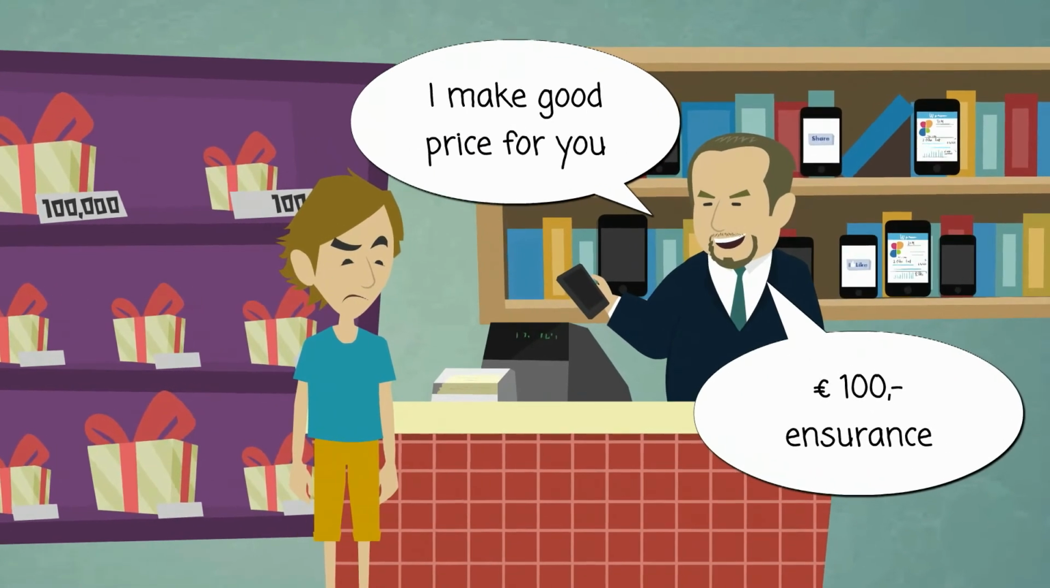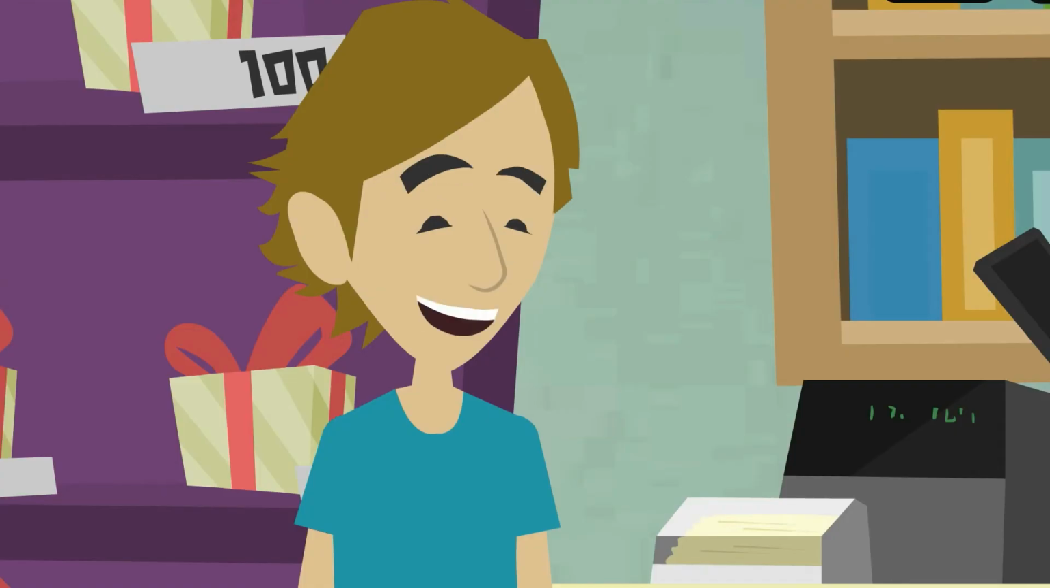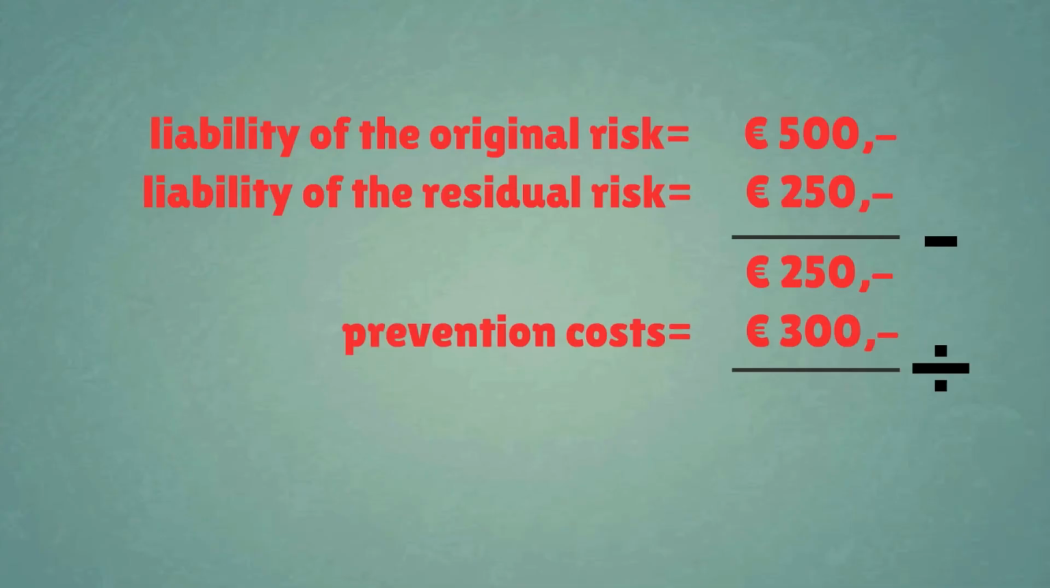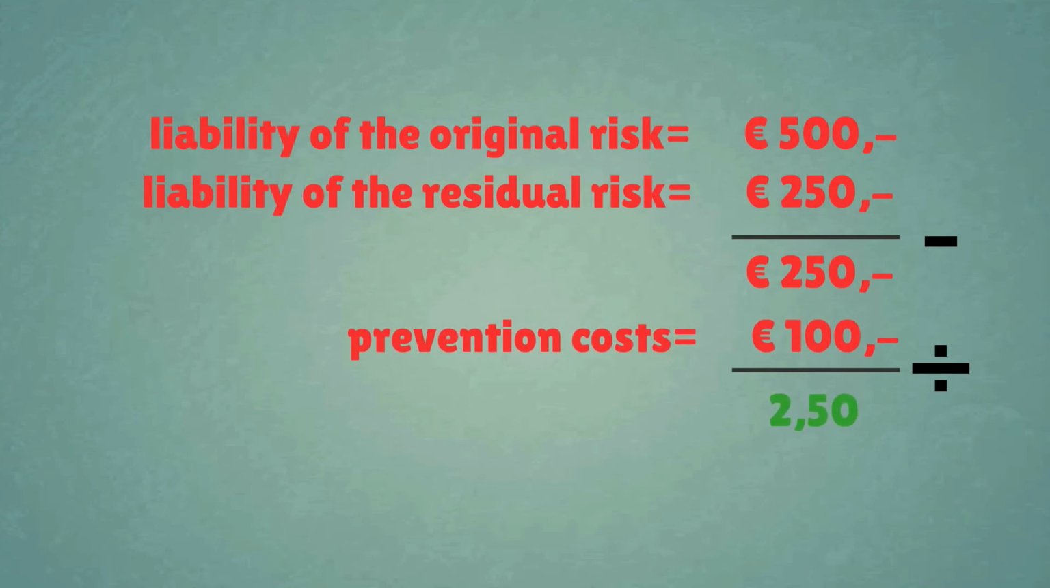When the salesperson looks again, he sees that he has made a mistake and that the insurance, or prevention cost, is no longer 300 euros, but has now been dropped to 100 euros instead. Now, you want to accept the offer, as the cost-benefit ratio of 2.5 is higher than 1. This makes the phone insurance affordable and worthwhile.